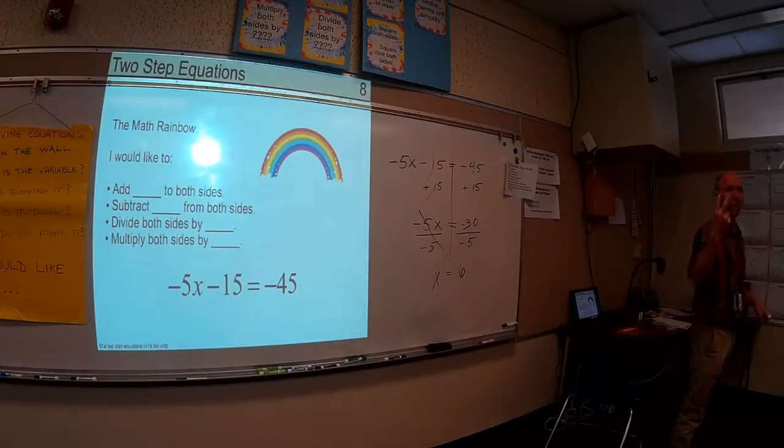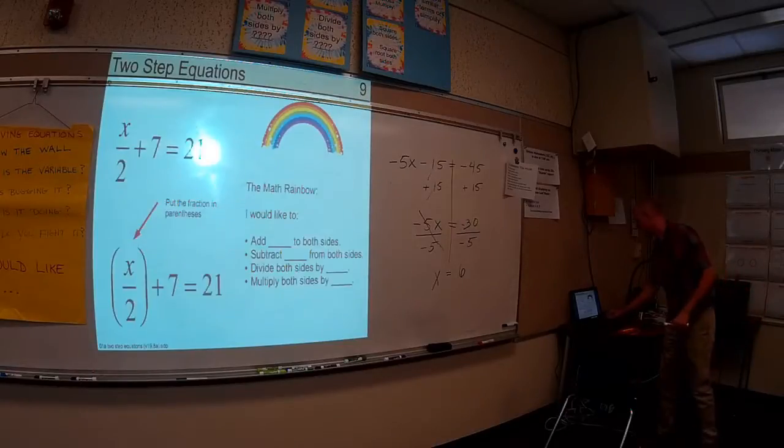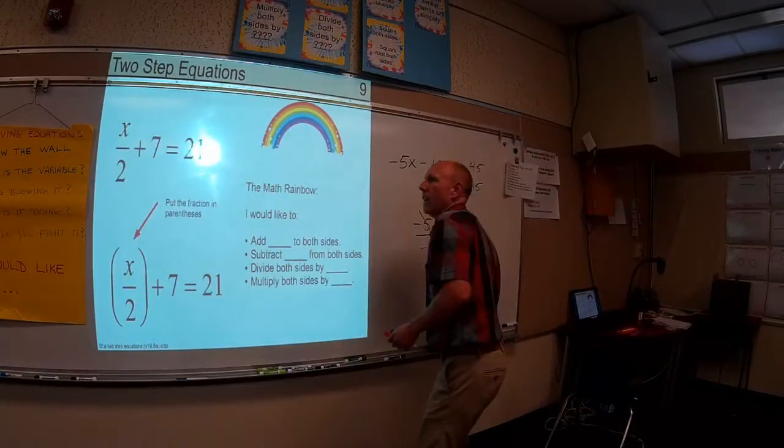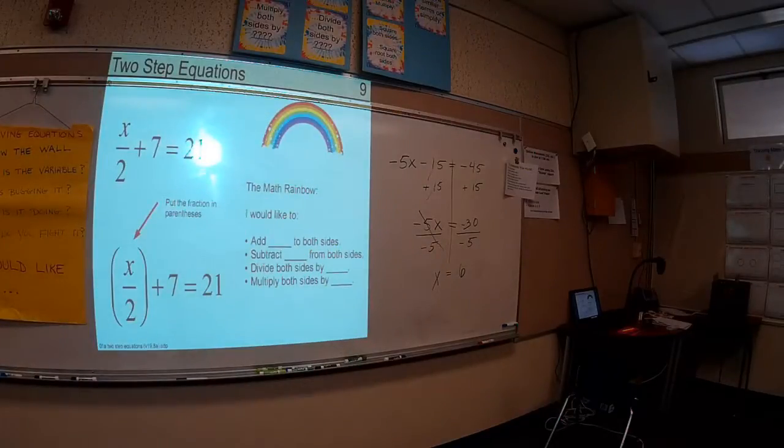We're going to do 2 more with slight variances. Okay. Our next one is x over 2 plus 7 equals 21. And we're going to add some words to this. Put fractions in parentheses. So if I have x over 2 plus 7 equals 21.